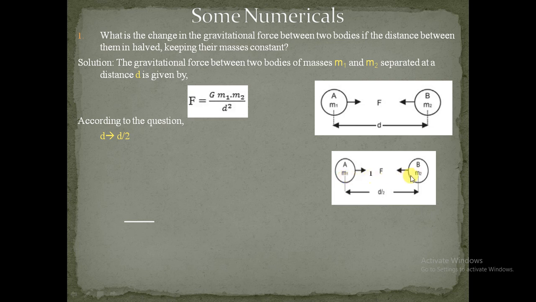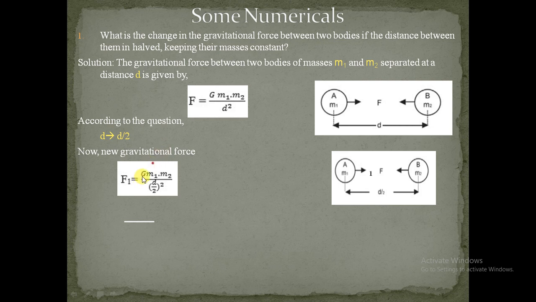Here m1 and m2 are the two masses and the distance between them is d upon 2. So in this condition, there will be a change in the gravitational force because we have decreased the distance, and the new force of gravitation is denoted by F1.